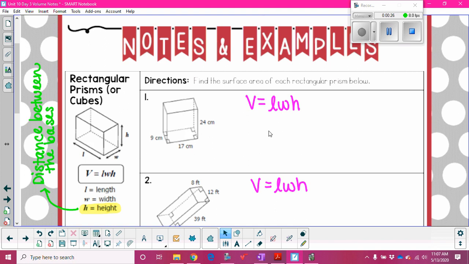So we're just going to use our formula. We're going to plug in our numbers here on this one. So we have the length and width of the base, which is 9 and 17, times the height, which is the distance between the two bases, which is 24. If you put that into your calculator, you will get 3,672. And now we're doing volume, so our units are going to be cubed.